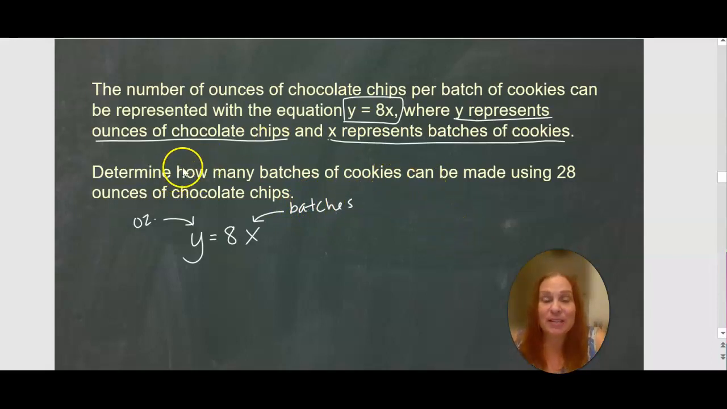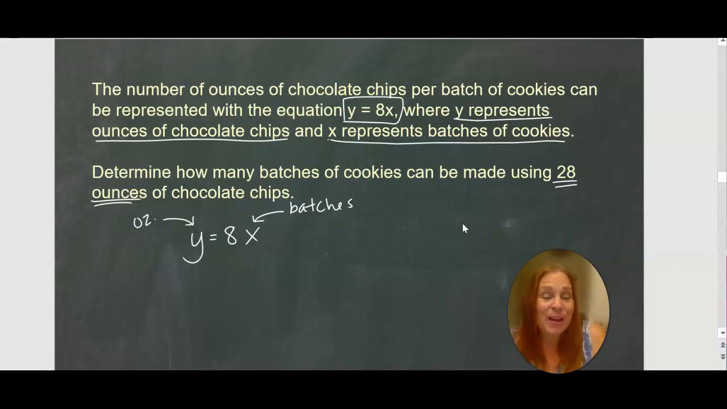Okay, so now it says determine how many batches of cookies can be made using 28 ounces of chocolate chips. So what we have to figure out is, where do I put the 28? Do I put the 28 in place of the y, or do I put the 28 in place of the x? And I probably should have paused to ask you that question last time. So think about it. Where should that 28 go? It's 28 ounces of chocolate chips. So, should that go in the y spot or the x spot?